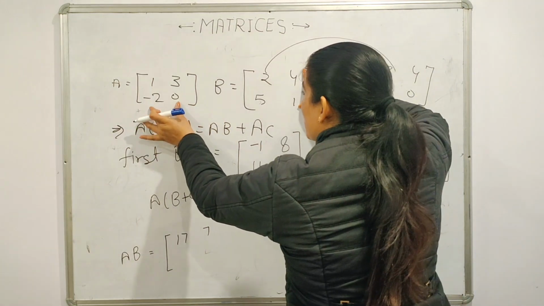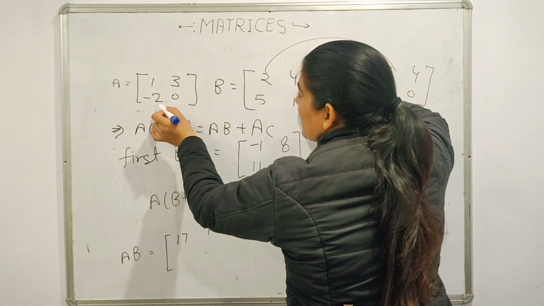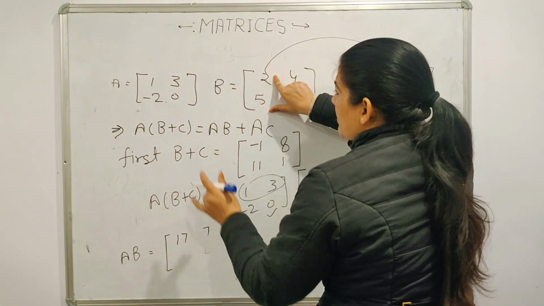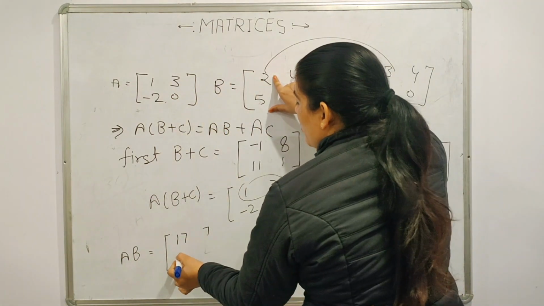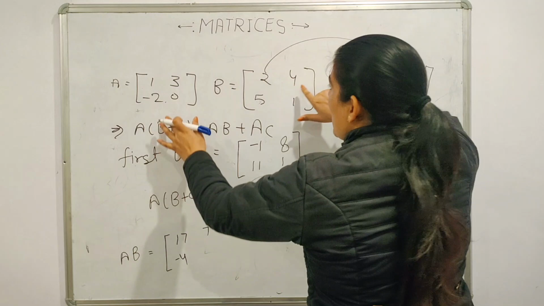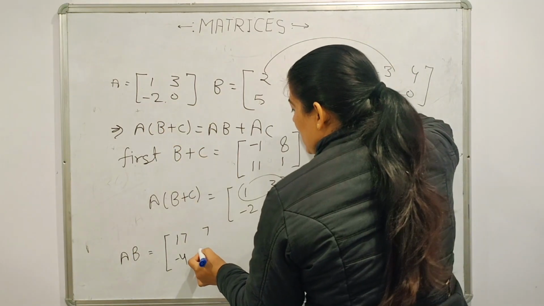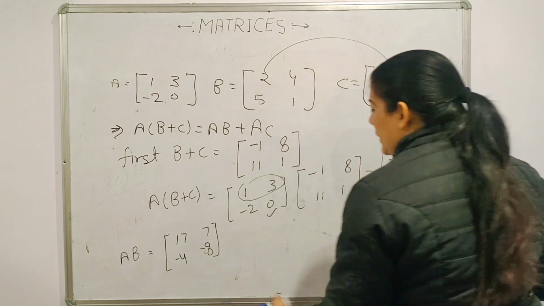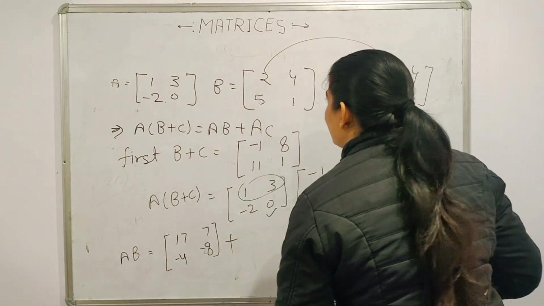Then again minus 2, 0. This is not 20, this is minus 2, 0. So multiply this with the first column, which gives you minus 4 plus 0, which is minus 4, and minus 8 plus 0 is minus 8, plus AC.